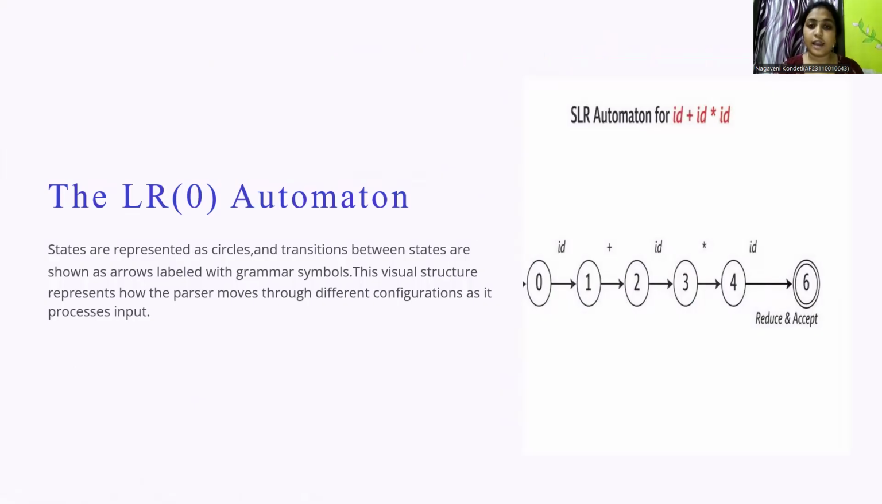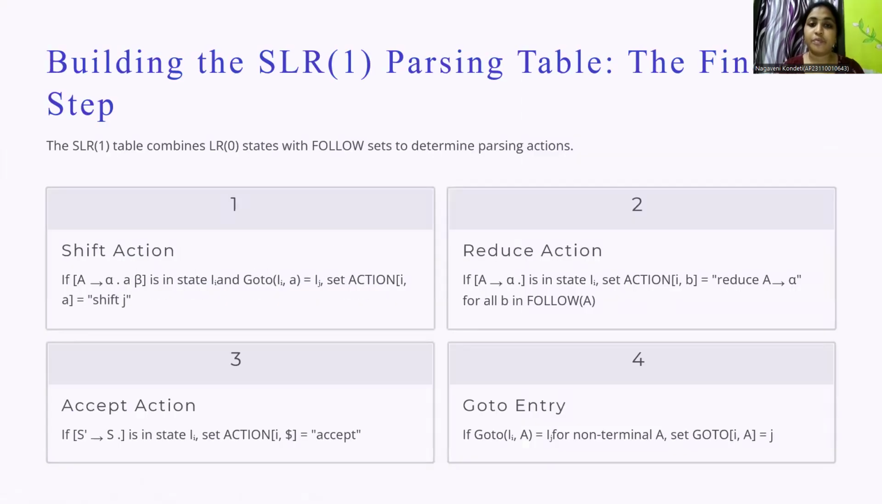Now let us understand the LR0 automaton. The LR0 automaton is a graphical representation of parser states. States are shown as circles and transitions are arrows labeled with the grammar symbols. It shows how the parser moves step by step while processing the input.